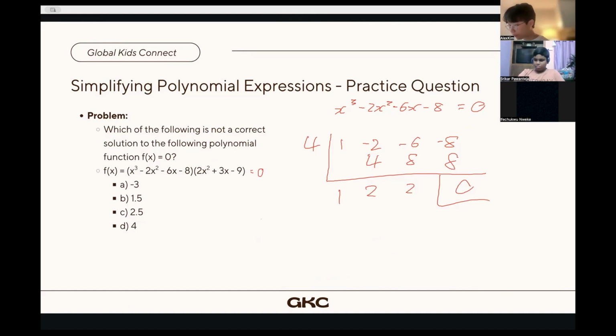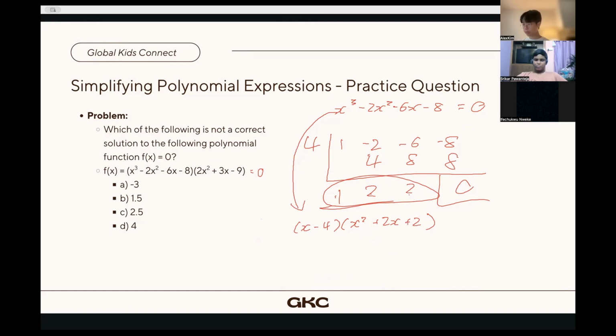And so we found out that we can divide the third degree polynomial. This will be our remaining second degree polynomial, the polynomial one degree below. These number values are just the coefficients of each degree, and so we just write them down as they are. And so we factored this function into this form.